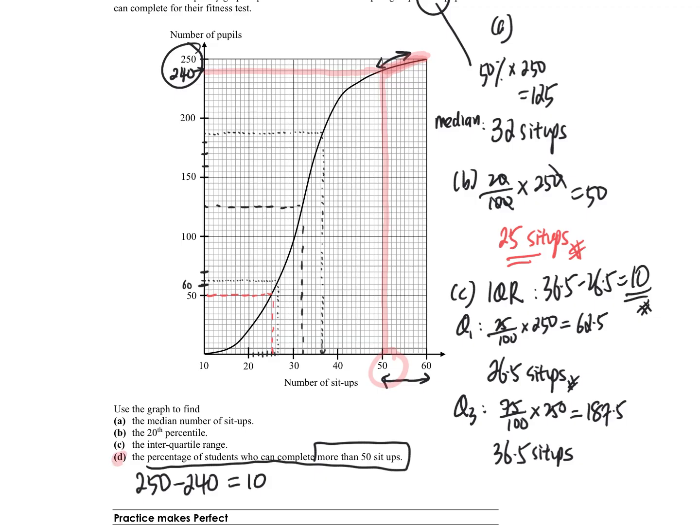So this is where you will always make mistake. Part D. It's the upper part. Upper part, not the lower part. What happened?